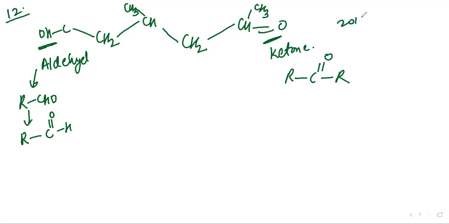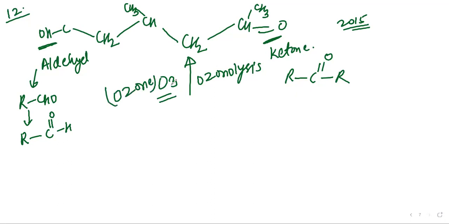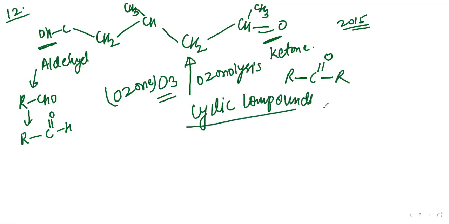Asked in 2015. So this is obtained by ozonolysis. Ozonolysis means reacting with ozone. Ozone general formula is O3. Right. So you have to tell me the cyclic compound. For doing ozonolysis, the compound should have a carbon-carbon double bond, one carbon double bond is there.